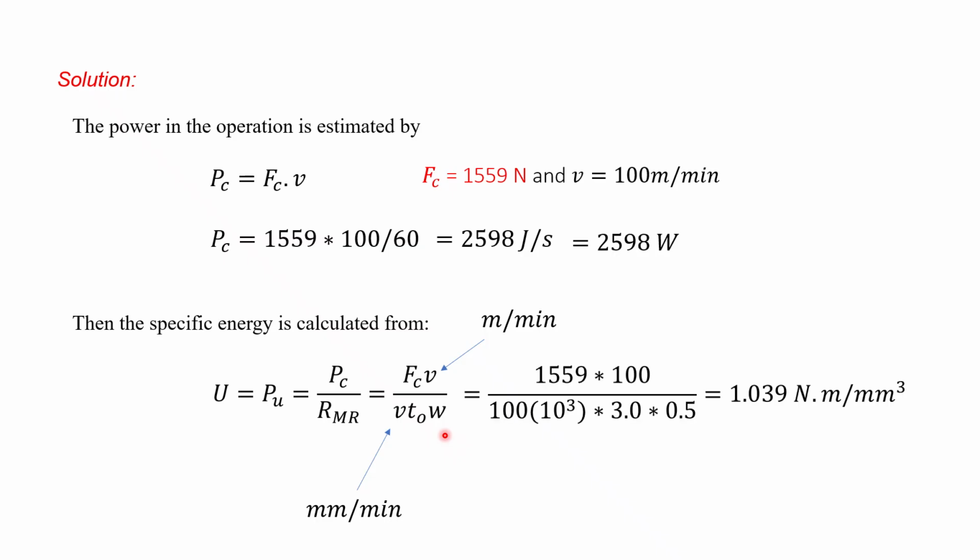Put all the parameters in, and we're going to end up having the value for the U equal to 1.093 Newton meter per cubic millimeter. That's it. That's the value for the U, and we're going to use it for the next part of the question to calculate the temperature difference due to the machining operation.